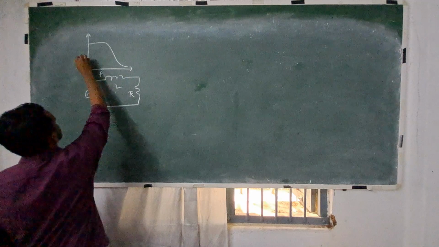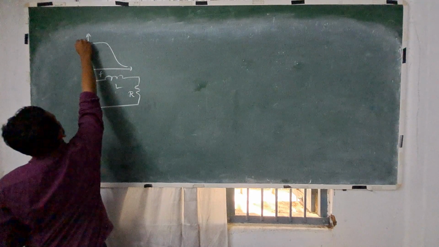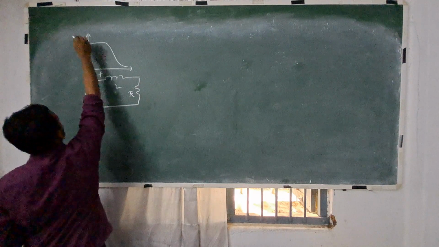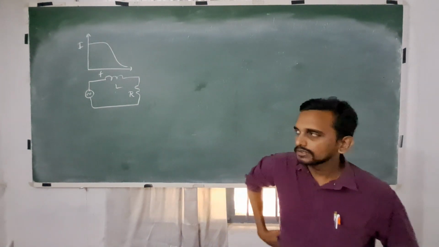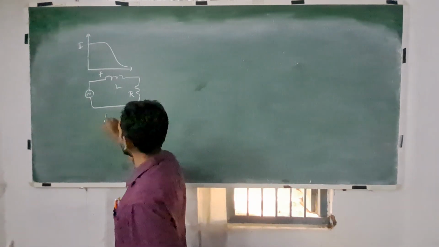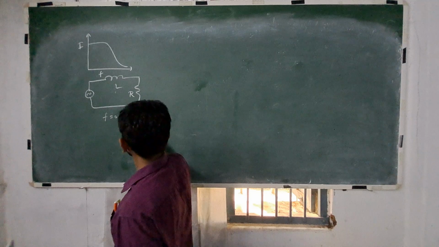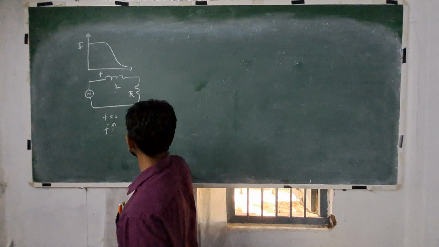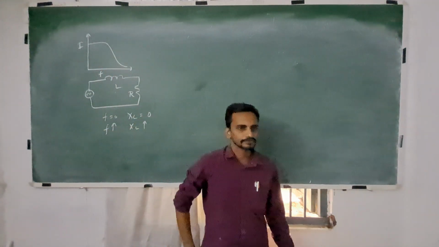LR circuit as a function of frequency. What is this? I call it current. So for all low frequency currents, for frequency 0, XL is 0, and as frequency rises, this opposition also rises. So the current reduces with the rise in frequency.